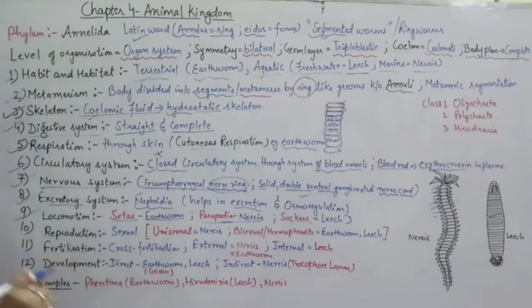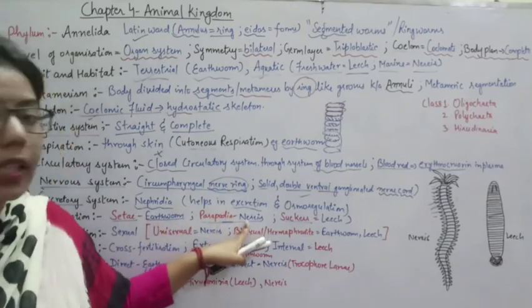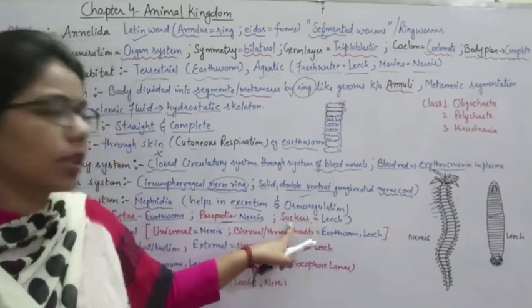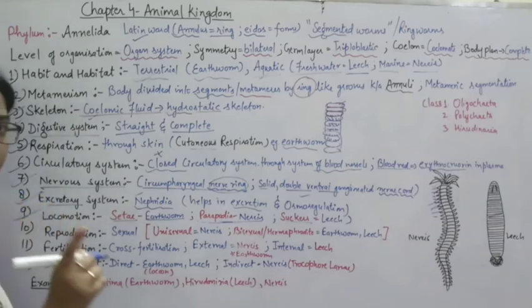So what you have to memorize? If I talk about the earthworm, what are the locomotory organs or locomotory structures? Setae. If you talk about Nereis, parapodia are there, and if you talk about the leech, suckers are present. Okay. Again, this question is very important from the examination point of view.